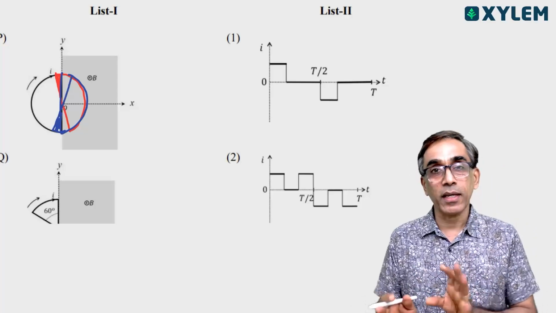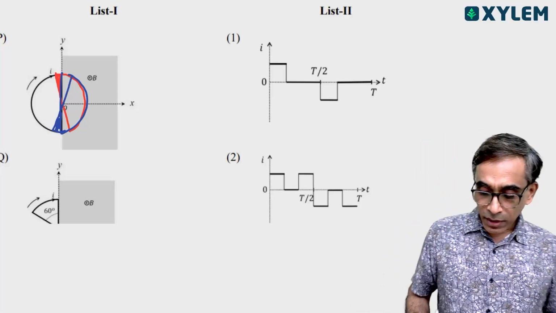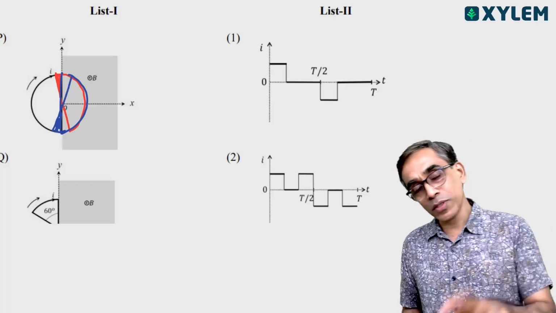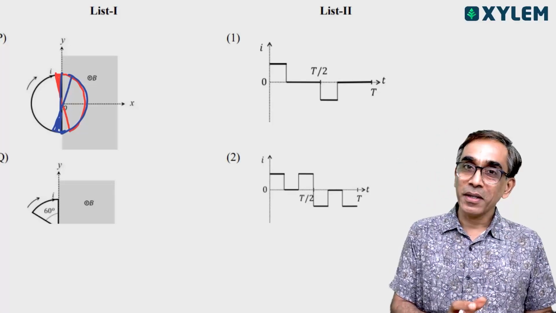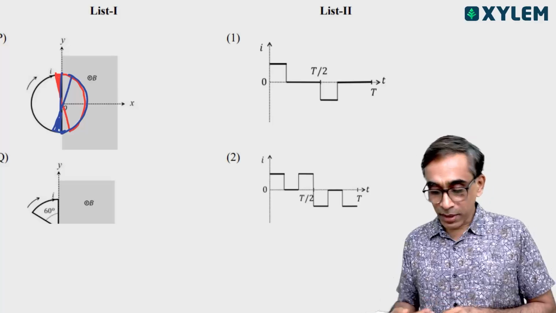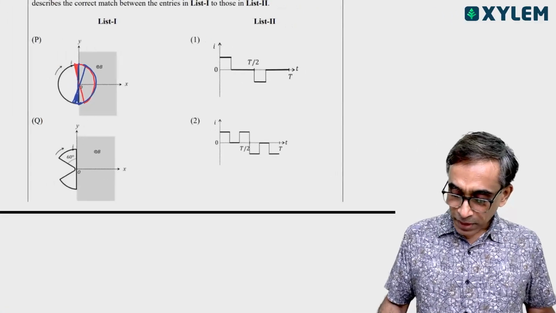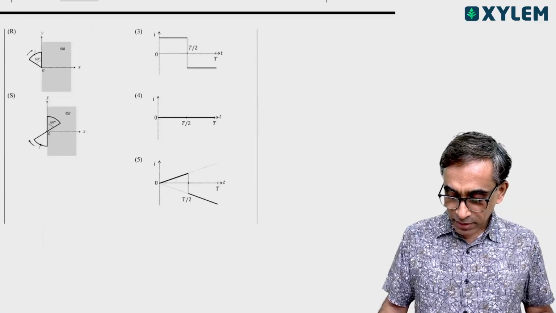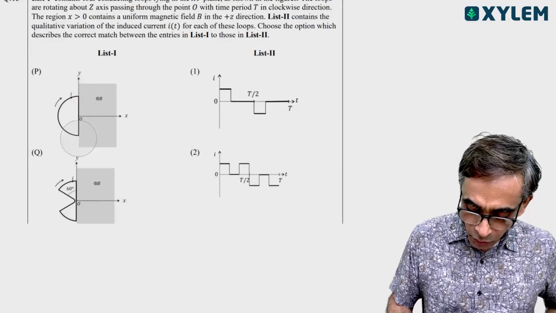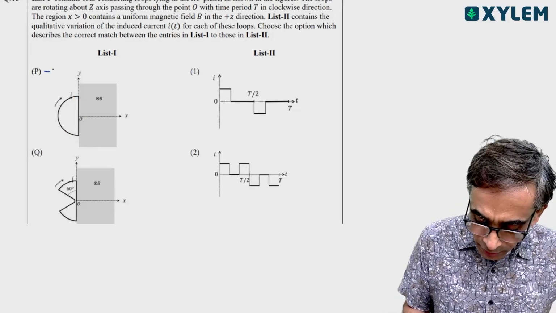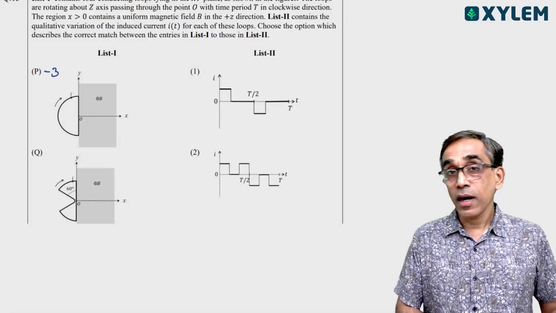So without any gap, there is current flowing. One current should be actually opposite to the other. Half the time period in a positive current, half the time period in a negative current. And which graph matches with that? Option 3 matches with that. So option P will match with 3. Half period.